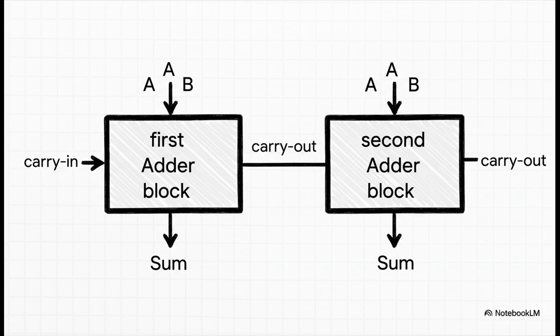Well, that's where the full adder comes into play. It takes things one step further. It adds 2 bits, just like the half adder, but it also takes in a carry bit from a previous addition. And that one little change, that's the secret sauce. It's what lets us chain these adders together to add numbers of any size, just like how you do it on paper, column by column.